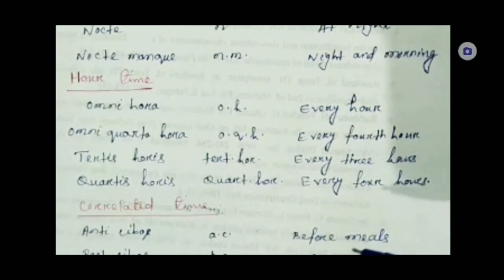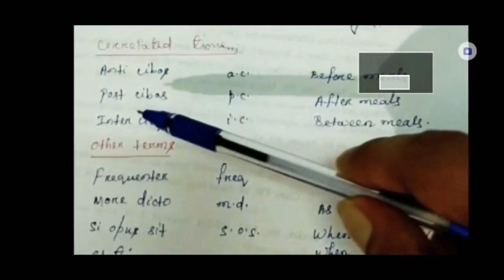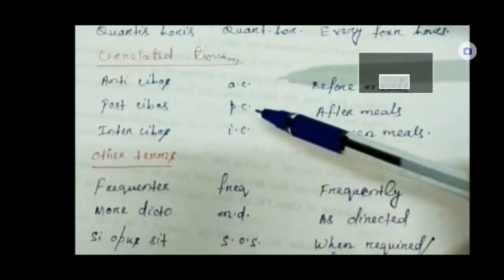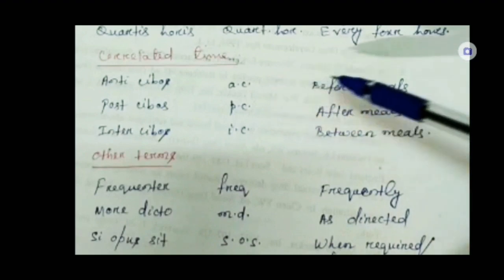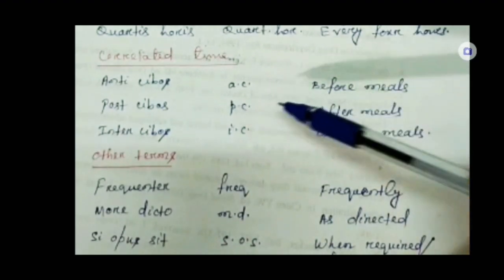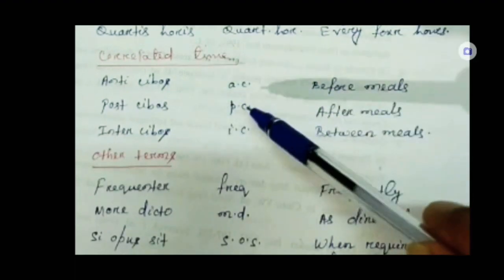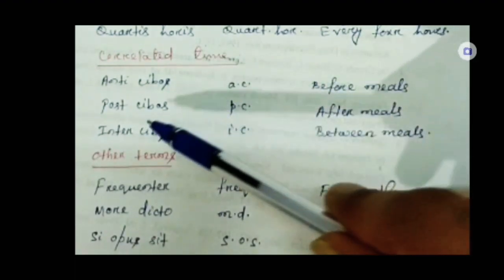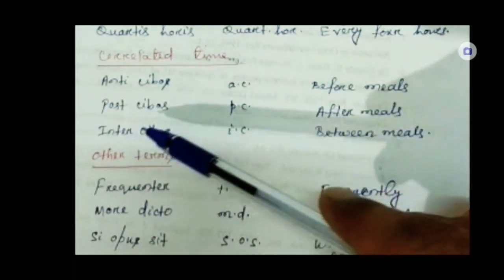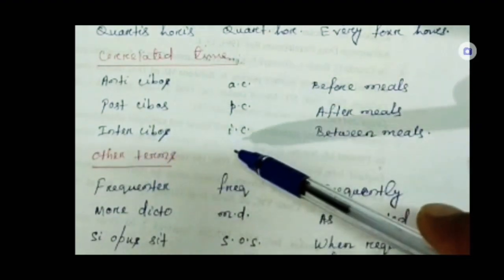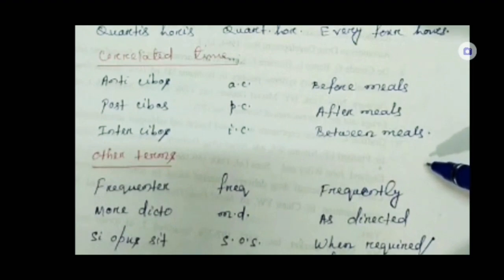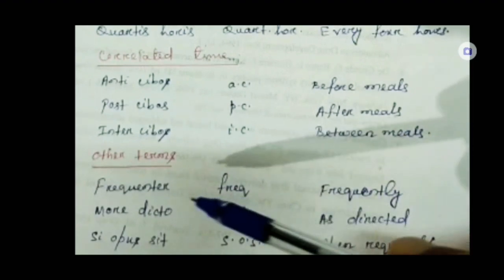Likewise, correlated times. If it is written ante cibos, its abbreviation is AC. AC indicates before meal. Cibos means meal or food. So before meal, ante cibos. Post cibos, PC, after meal. Inter cibos, IC, between meals.